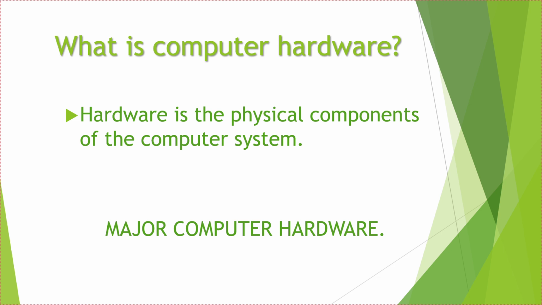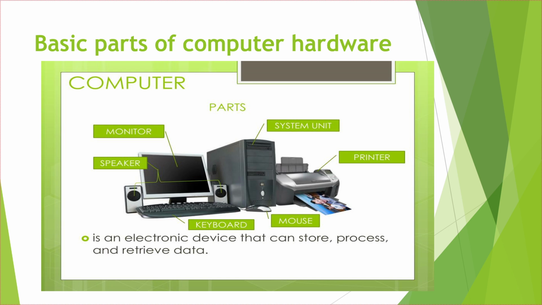So, without wasting time, let's look at the major computer hardware components. Before I proceed to the major components, let's look at the basic parts of computer hardware. Firstly, we have got this screen here. The screen itself is called a monitor, which is regarded as an output device, which displays data from the system unit or from the processor that is being processed by the CPU.